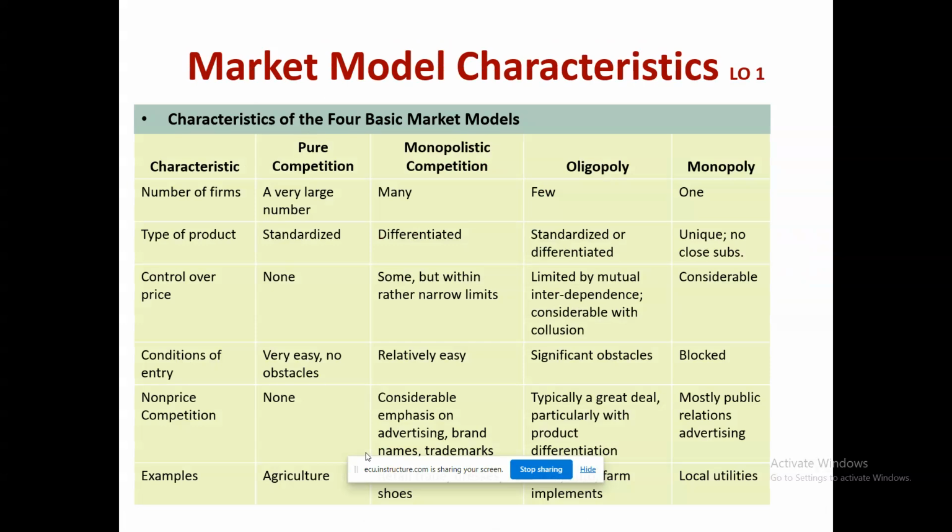This table summarizes the characteristics of the four basic market structures. Please pause and read through. All right, the first market structure is pure competition. It's also called perfect competition. Pure competition and perfect competition are interchangeable.